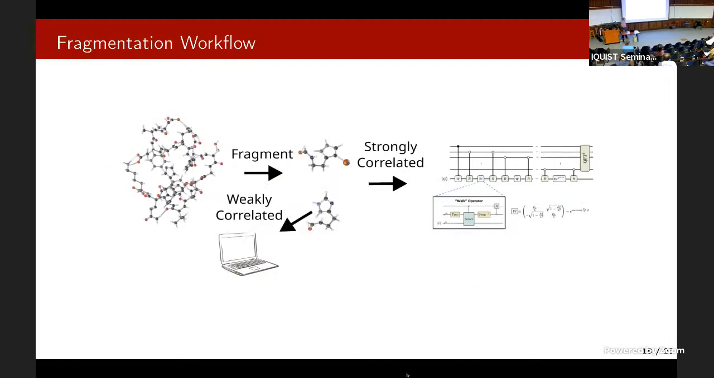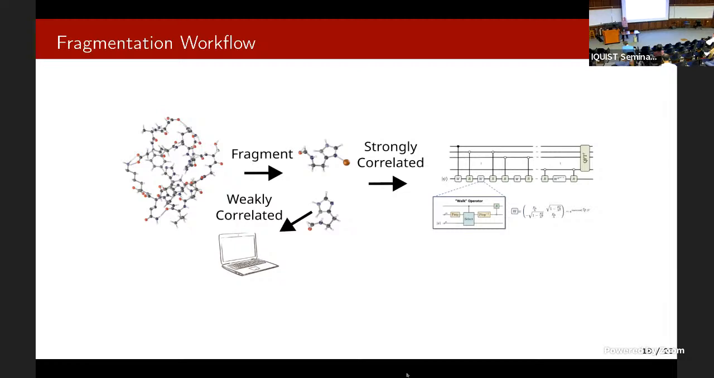So one possible workflow, instead of just trying to solve the whole molecule at once, is you use a fragmentation scheme. There's an algorithm called fragment molecular orbital, FMO, which will cut this up in a way that is chemically reasonable. When you fragment it, you're going to end up with, say, 21 fragments. Those are little pieces of the full molecule.